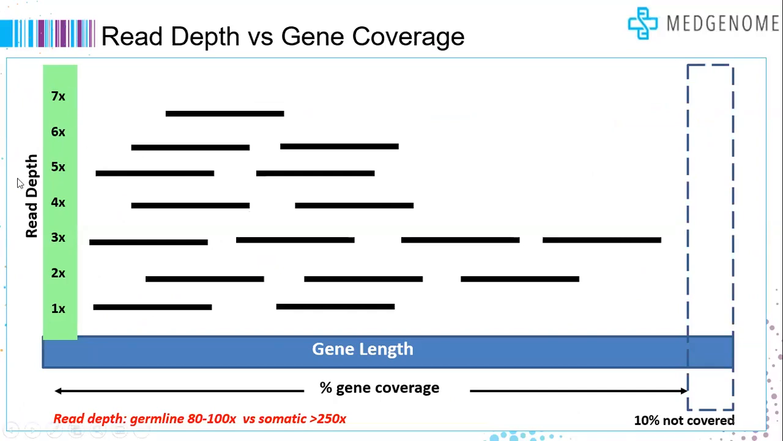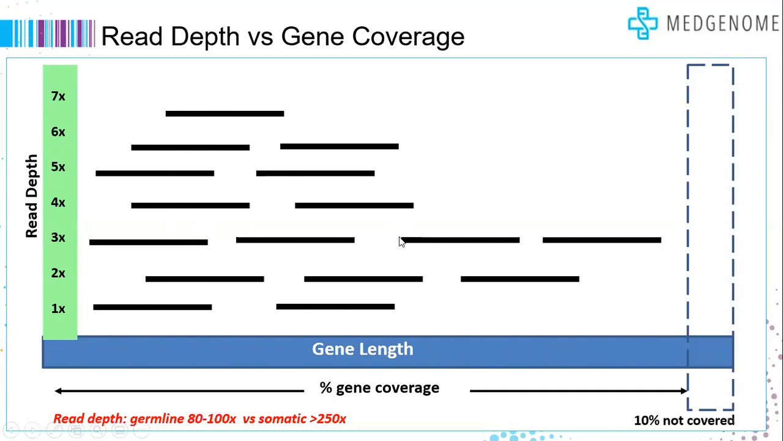So let us say this cartoon depicts the concept of read depth and the gene coverage. Let us say this blue dash is a gene, for example 1000 bases long. And each black dash that you see here is a single, different fragment that was sequenced. If you take this particular nucleotide of this gene, you can see that it is represented by 7 different fragments, meaning that the read depth at this nucleotide is 7x.